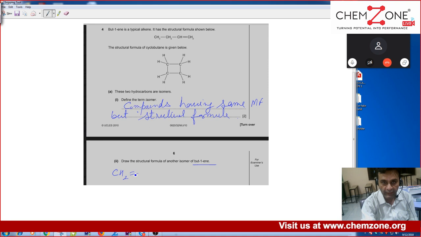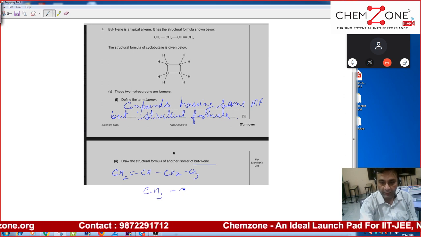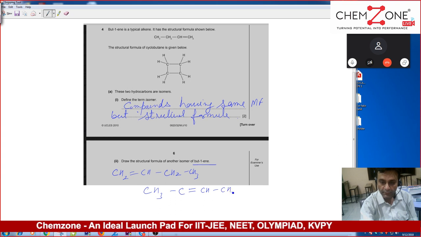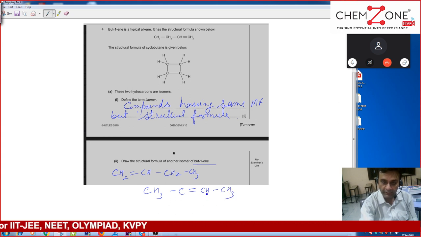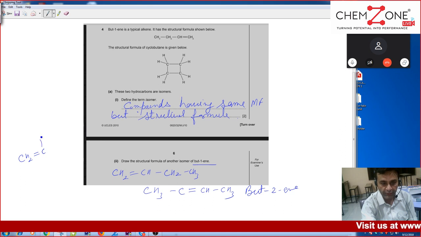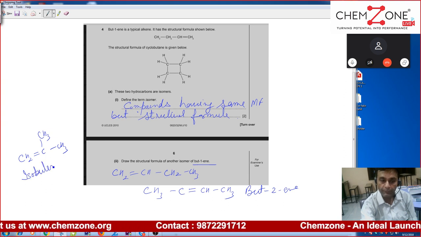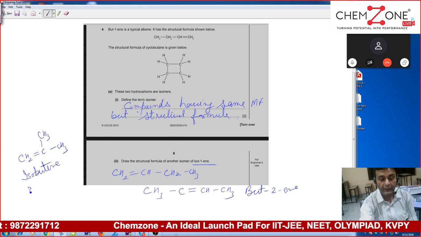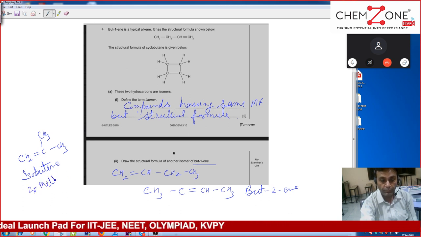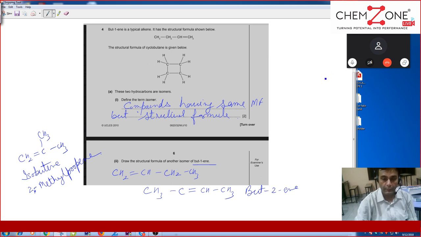Yes, sir. Draw the structural formula of an isomer of butene. See, the butene is given like this. Yes, sir. And now another isomer possible is if you make a double bond in the center. This is a but-2-ene. It is a position isomer, structural isomer. You can make one more. Keep the double bond in the same position and go for the branching. It is commonly called isobutene. In IUPAC nomenclature, it is called 2-methylpropene. Got it? Yes, sir. Right.